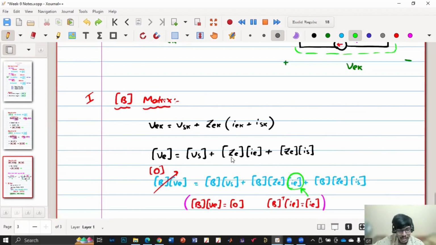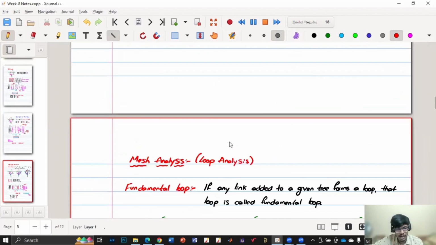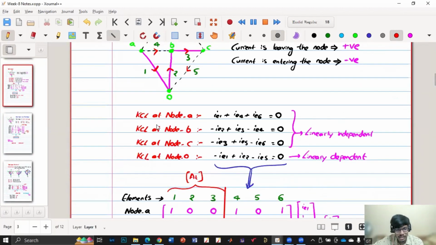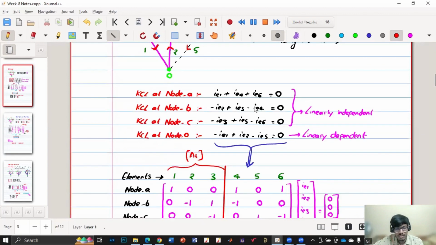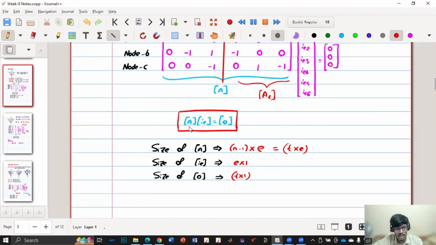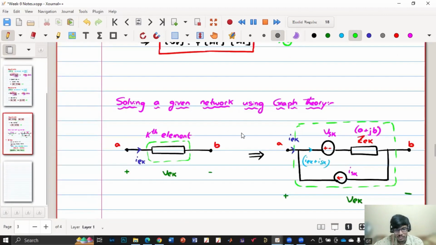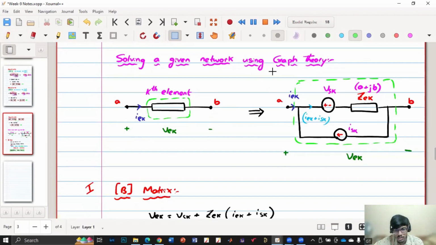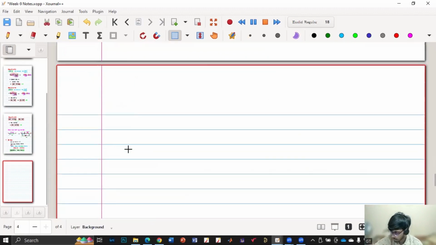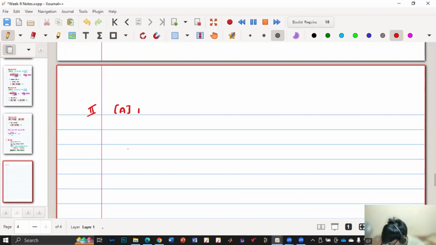Now we'll use A matrix. So for obtaining the A matrix, what did we do in the B matrix? We applied KCL. So using KCL, we will get one equation. Then we'll multiply it by A matrix, similar to what we have done today. So let us copy paste this in our next page. So second part is A matrix.